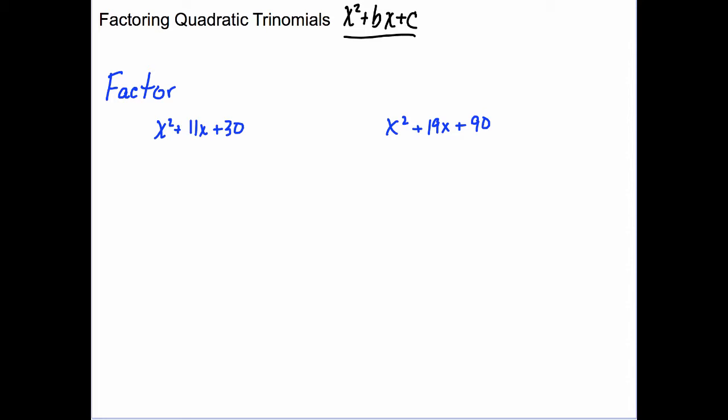Here are two examples that I'd like you to try. Please stop the video. Try to factor them. Remember that you make a list of factor pairs first, then do the factoring, and then start the video again when you're done.